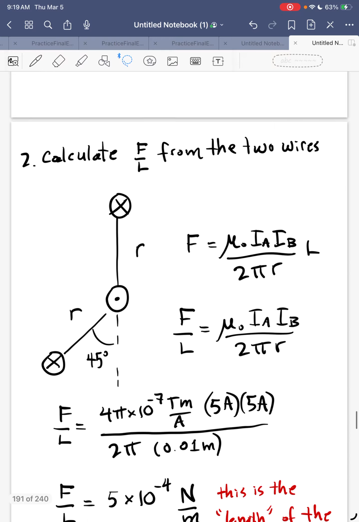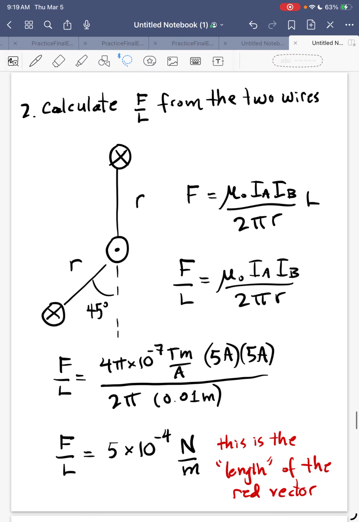Okay? So now let's calculate the magnitude of one of those red arrows. So the formula that we can start with is something like this. This would be given to you on the exam, and what we're going to do is calculate the force per unit length. So we're going to divide both sides of this equation by L, and so we get force per unit length. Now, why do we do force per unit length?